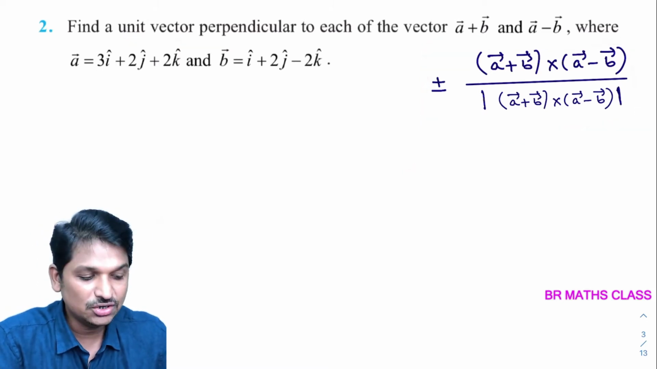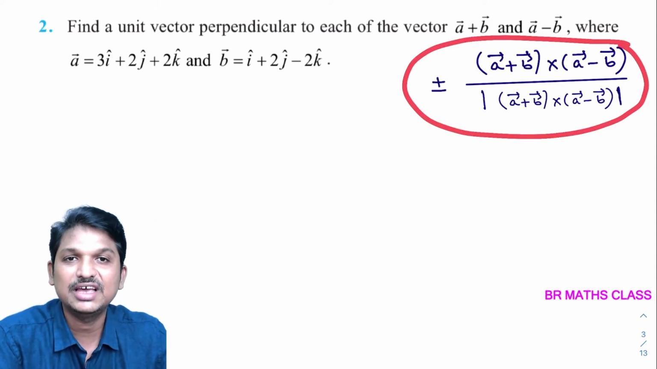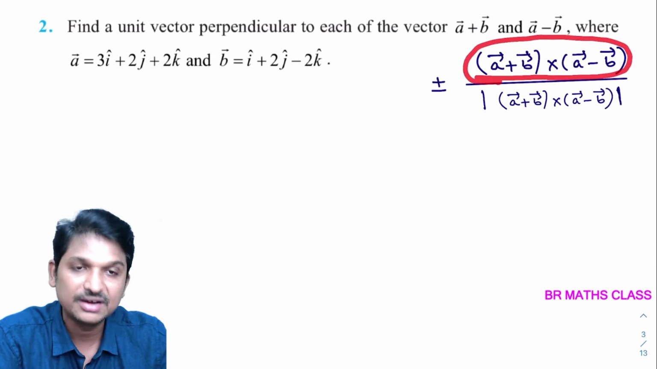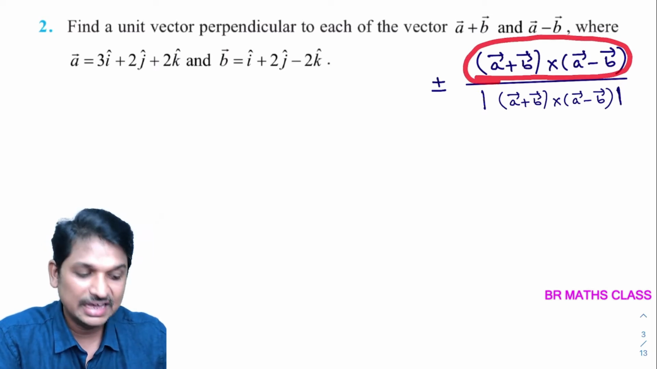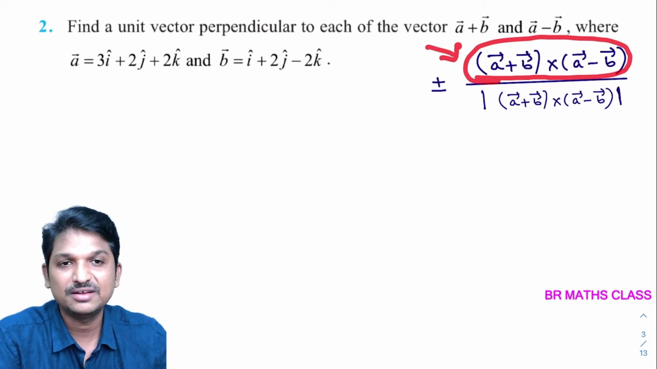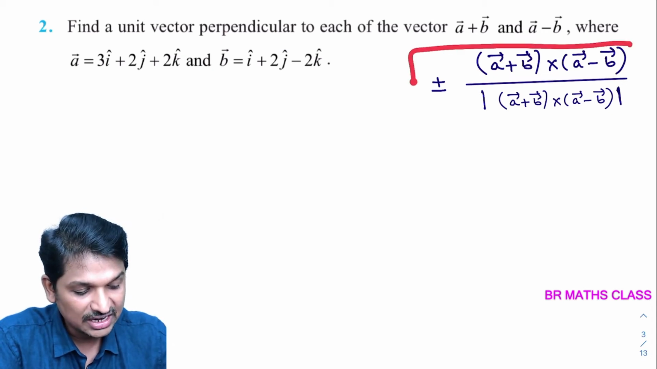What is the direction of this vector? This vector is along the direction of a bar plus b bar cross a bar minus b bar. This vector is perpendicular to a bar plus b bar and a bar minus b bar. So to calculate this problem, we need to calculate this one.